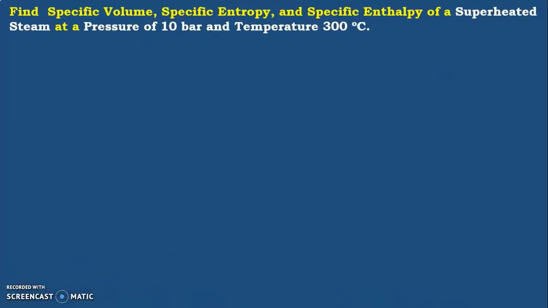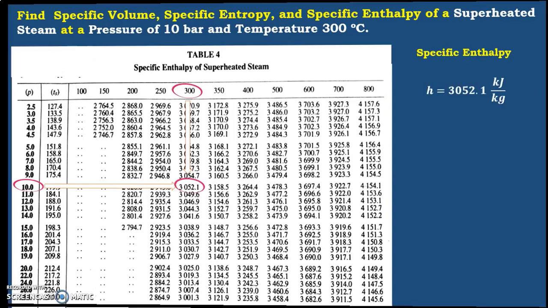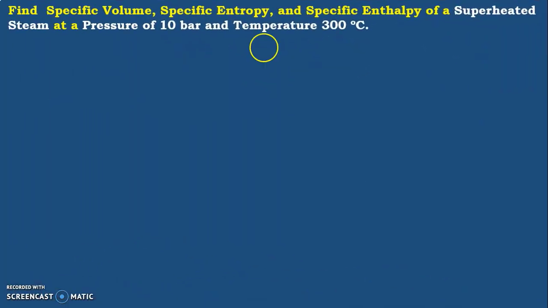To find out specific enthalpy of a superheated steam at a pressure of 10 bar and temperature 300 degrees Celsius, we have to use table 4. Specific enthalpy of superheated steam at a pressure of 10 bar and temperature 300 degrees Celsius. The specific enthalpy is 3052.1 kilojoule per kg.